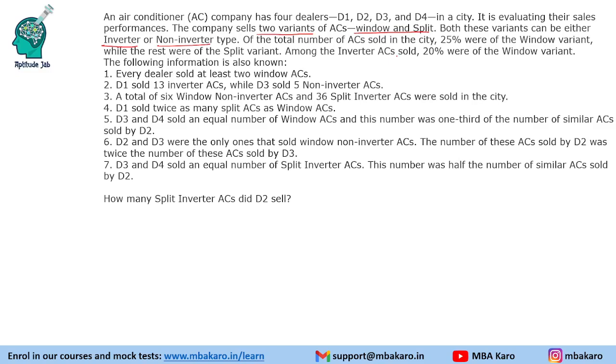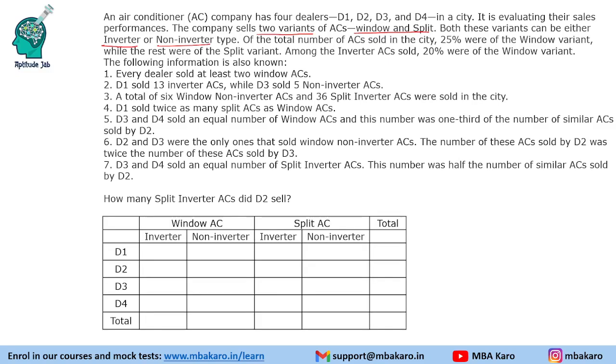And some data is given to us in terms of percentages and numbers. Using that, we need to fill the numbers for these 4 dealers, right? So we will make a table like this: window AC, split AC, and within those inverter and non-inverter. You could draw it like inverter, non-inverter, and breaking into two parts, window and split. Nothing matters. Now these are the 4 dealers.